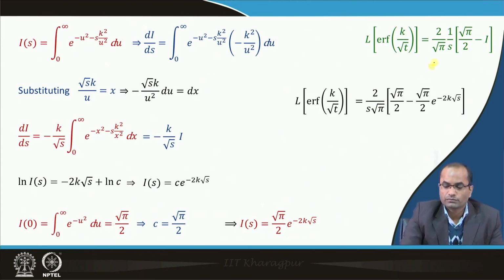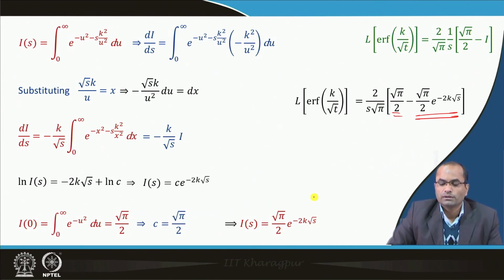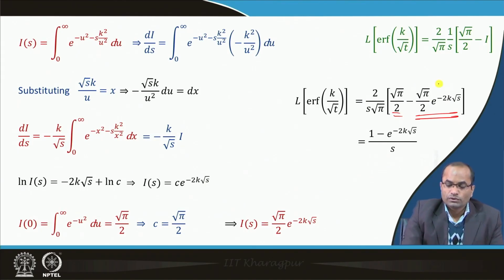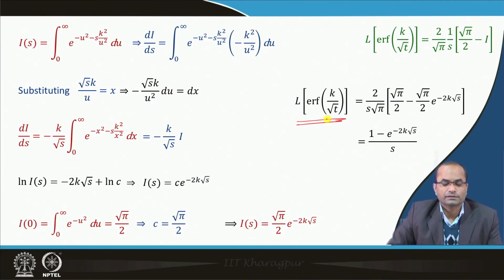We will get square root pi by 2, and for I we have substituted square root pi by 2 e power minus 2 k square root s. So, this square root pi by 2 if we bring out, we have 1 minus e power minus 2 k square root s over s, and that is the Laplace transform of this error function, which is written as k over square root t.